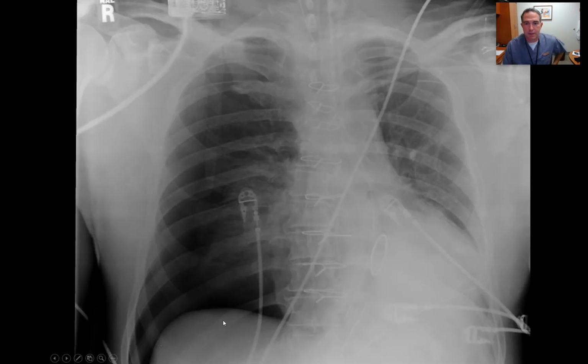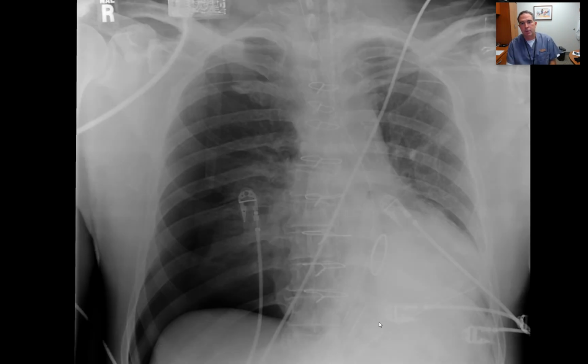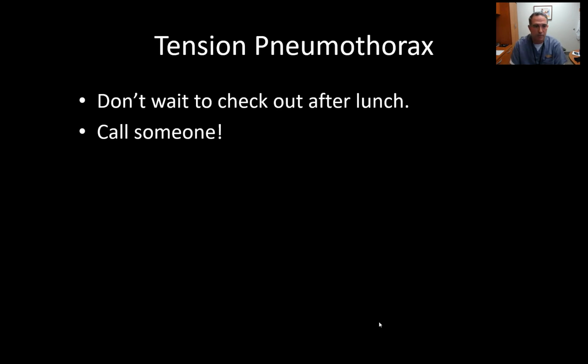This is a large pneumothorax on the right, displacement of the NG tube. Again, just a note, if you see a large pneumothorax with shifted mediastinal structures, it's an emergency. You want to know where the patient is. You want to call somebody. Don't wait to check out later with the attending. It's an emergency.